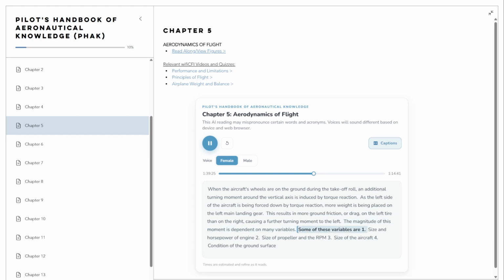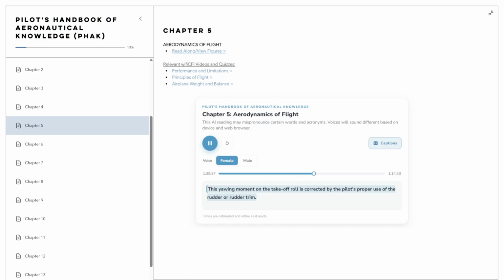Some of these variables are: 1. Size and horsepower of engine. 2. Size of propeller and the RPM. 3. Size of the aircraft. 4. Condition of the ground surface. This yawing moment on the takeoff roll is corrected by the pilot's proper use of the rudder or rudder trim.